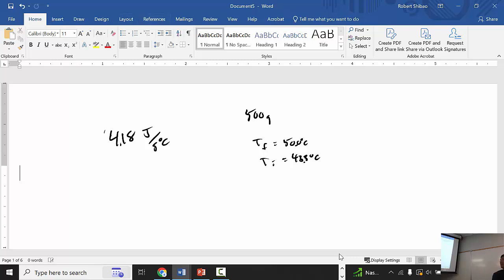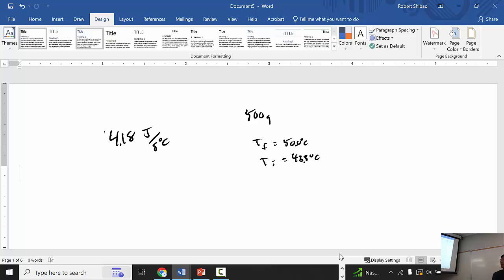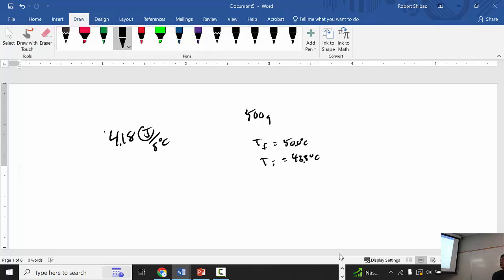Yeah, this is just dimensional analysis. We want joules, so we need to get rid of what? I need to get rid of grams. How can I get rid of grams? Just multiply by 500 grams and then it cancels. And then I multiply by my delta T, the change in temperature, and then I get it.